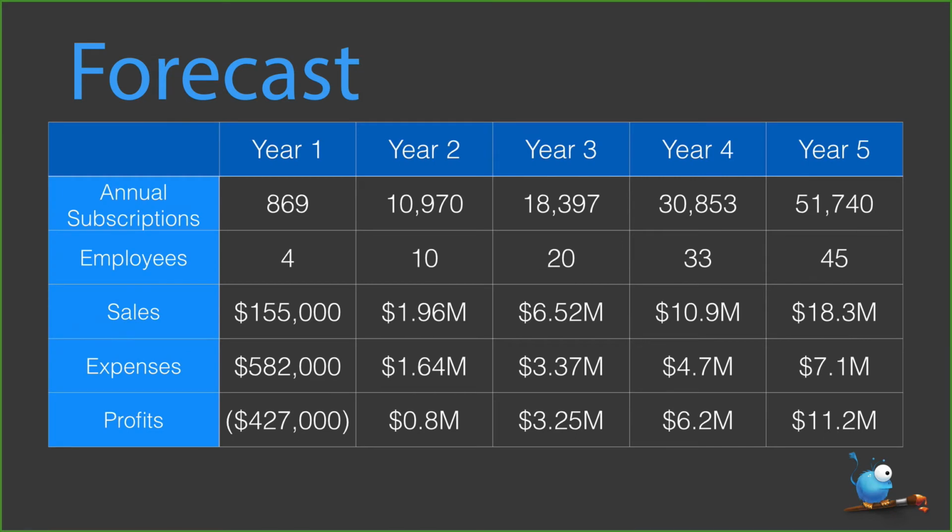So here's our forecast. We're looking to grow our annual subscriptions from 869 to over 51,000 in the 5th year. And we're going to grow our team from 4 to over 45 people.